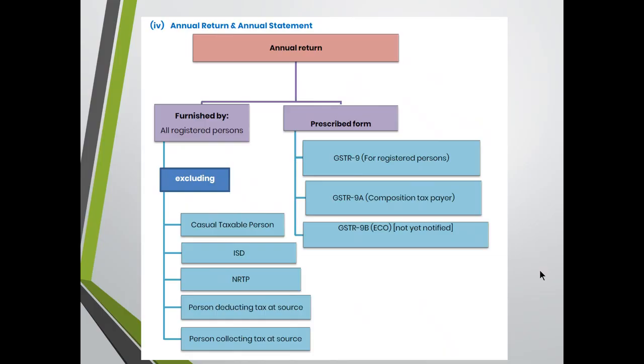Who are required to submit annual returns? Annual return has to be submitted by those persons who are having aggregate turnover of more than 2 crores in the year. So if you are having aggregate turnover of more than 2 crore, then you would be required to submit the annual return mandatorily.